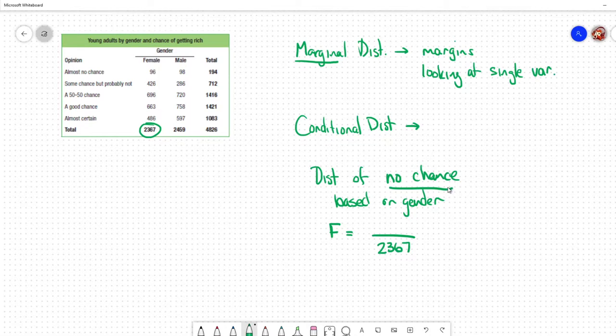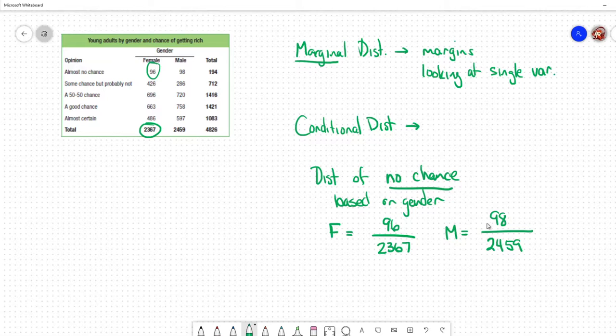So we're looking at what's the distribution of no chance. So now I would grab 96 out of the 2,367 giving that. Now for the males, it's a different number. For the males, 2,459 males, out of them 98. So these will come out to be obviously percentages.